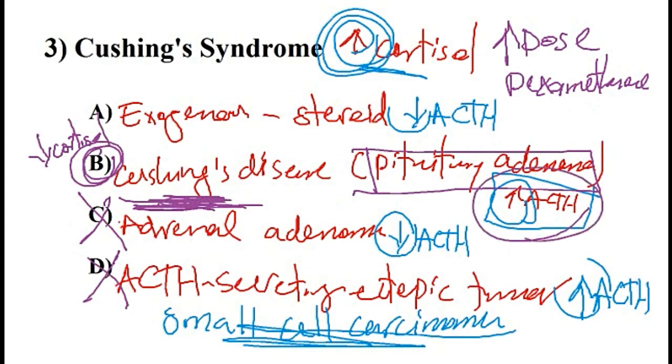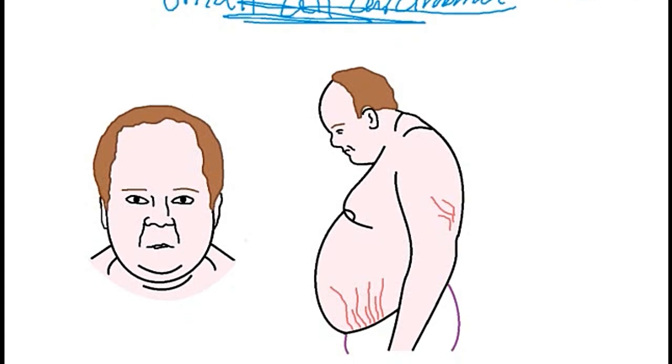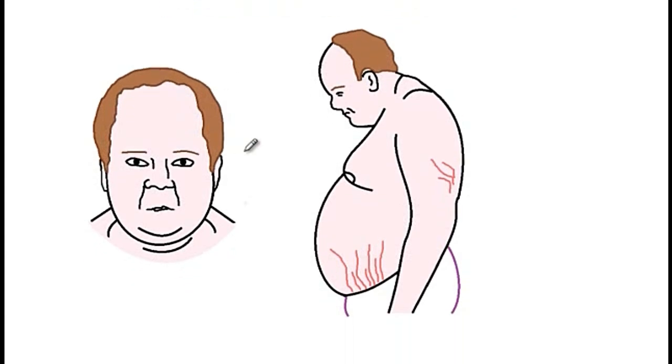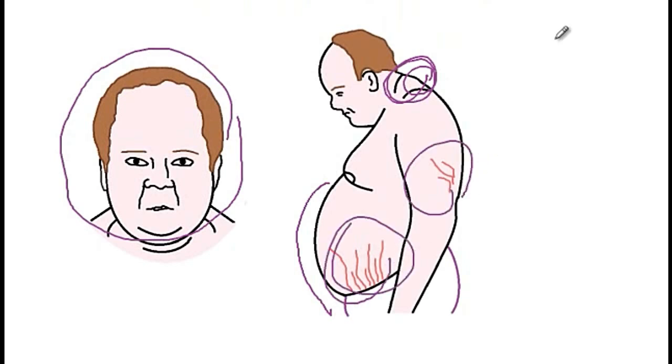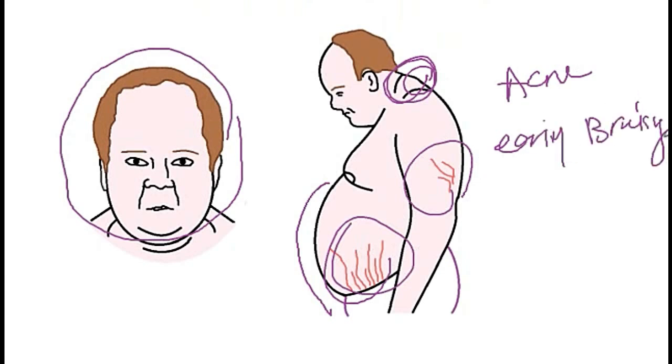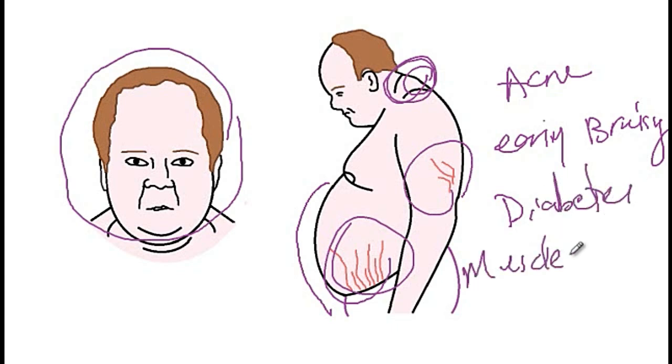Now, the presentations of patients with Cushing syndrome include the moon faces, so they would have like a moon face, and they would have a buffalo hump, they will have central obesity, and then finally they will have the stria, which is shown right here. Other findings include acne, easy bruising, diabetes because they have too much cortisol, and then finally muscle wasting.